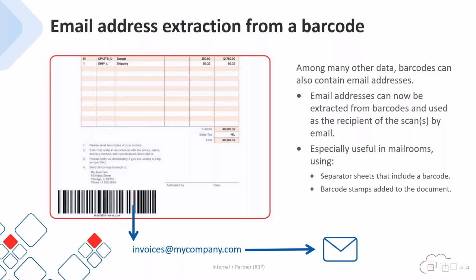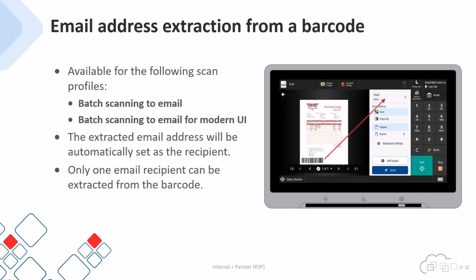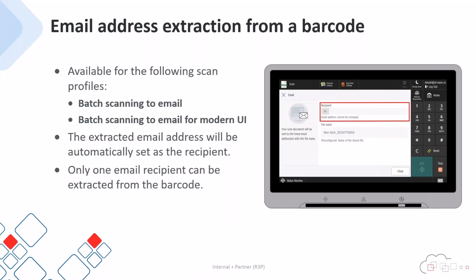So here's what it looks like in practice. When a document with a barcode is scanned, the system reads the email address embedded within the barcode. This works with batch scanning profiles, ensuring a secure and efficient process with minimal administrative effort. The address is automatically set as the recipient. It's grayed out, so you can't overtype it, and there's no additional typing, which basically is going to reduce any errors in terms of its onward destination.